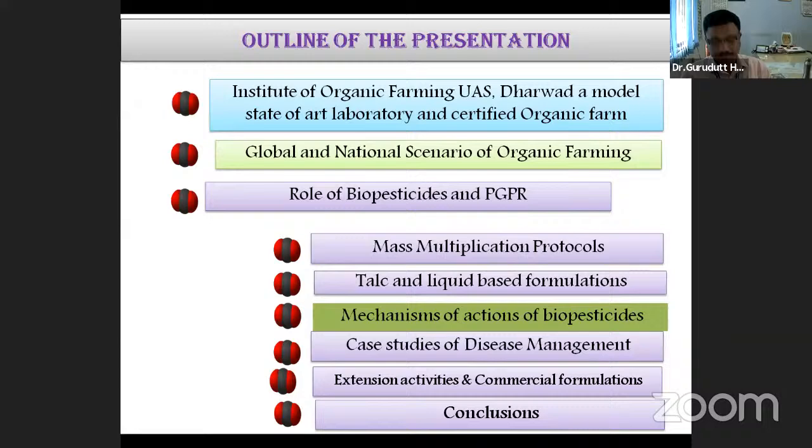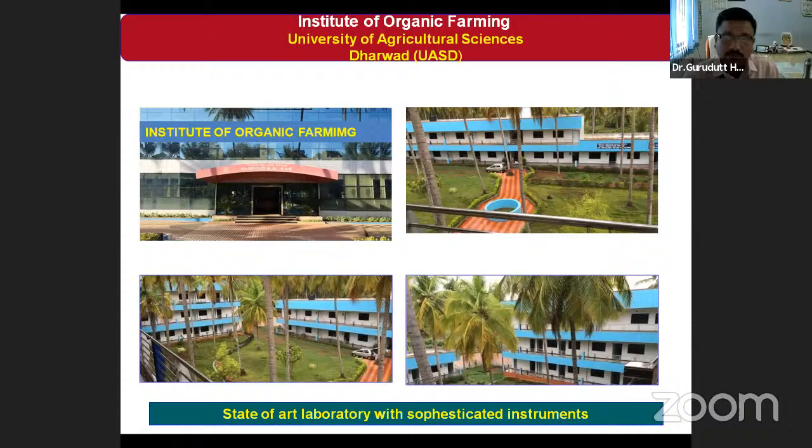So let me begin with our own institute, the Institute of Organic Farming, which was established in 2006. It has state-of-the-art laboratories with all the sophisticated instruments for mass production of different kinds of biofertilizers, biopesticides, and even mycoinsecticides. We are mass multiplying 18 different microorganisms in commercial formulations for the benefit of the end users, that are the farmers.